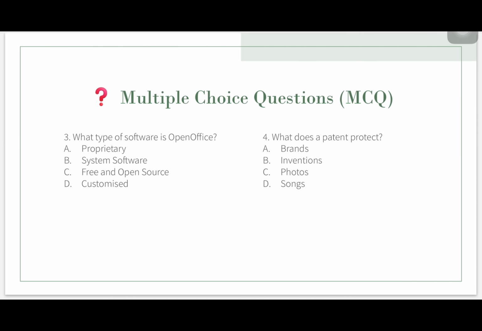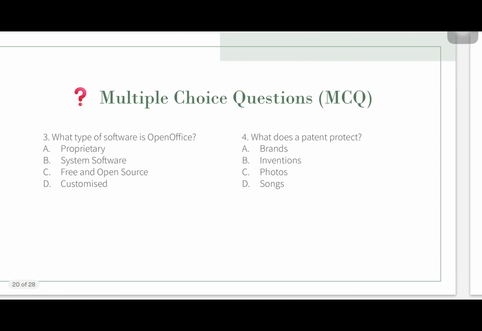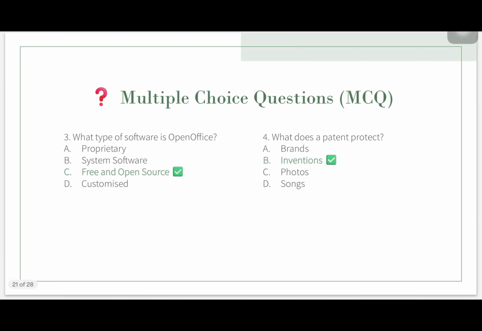Now next, what type of software is OpenOffice? OpenOffice is free and open source software, correct? Then what does a patent protect? Patent, as I told you, protects new inventions, for example a pen. What is that? The second one, correct? Inventions. See, free and open source, and inventions.